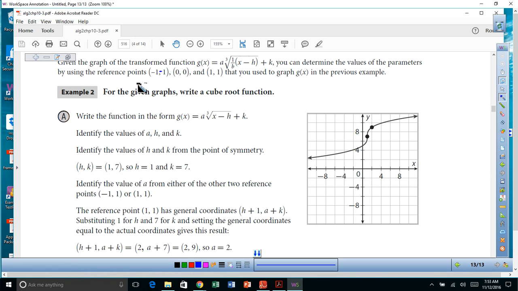For the given graphs, write a cube root function. We'll let you go ahead and go through all of that, and when you get back, we'll go to B.